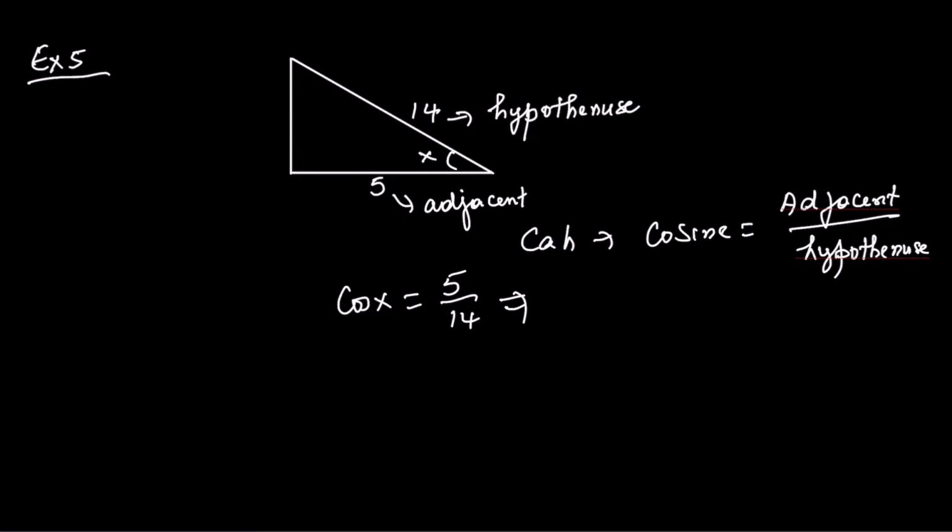To find the angle, use inverse cosine. X equals inverse cosine of 5 divided by 14. Using the calculator, x equals 69.07 degrees. The angle x is 69.07 degrees.